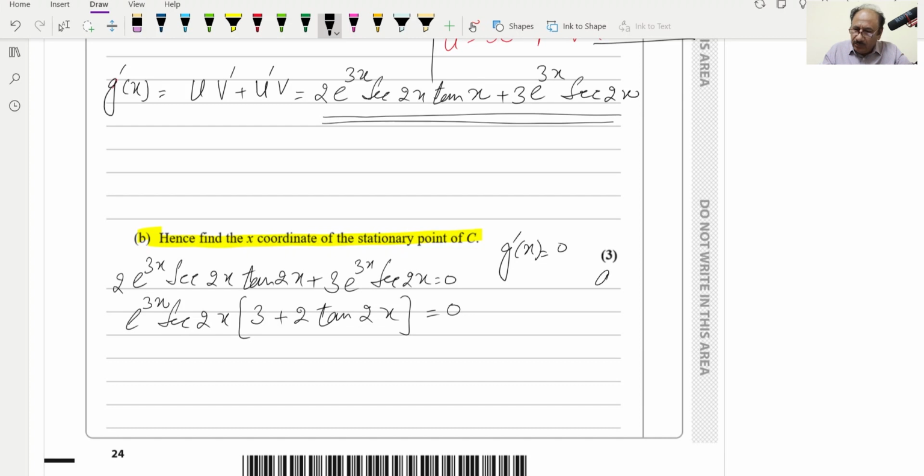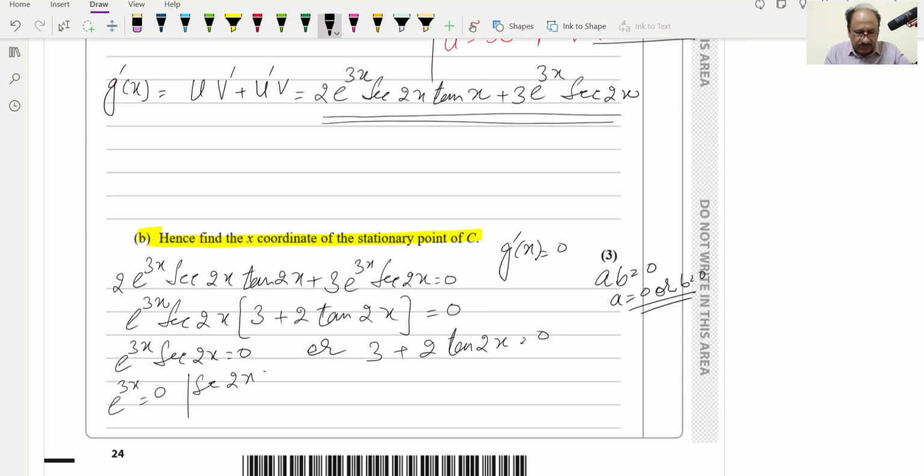Now AB is equal to 0, which means A is equal to 0 or B is equal to 0. So according to this condition, e raised to the power 3x and secant 2x is equal to 0, or 3 plus 2 tan 2x is equal to 0. Since these two terms are multiplied, e raised to the power 3x is equal to 0 or secant 2x is equal to 0. But e raised to a power cannot be equal to 0, so there is no solution, and secant 2x equal to 0 also has no solution.